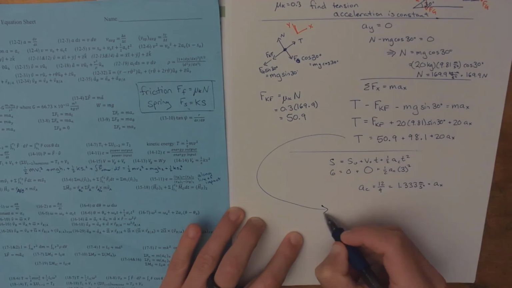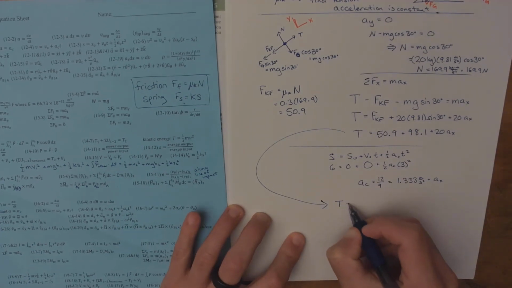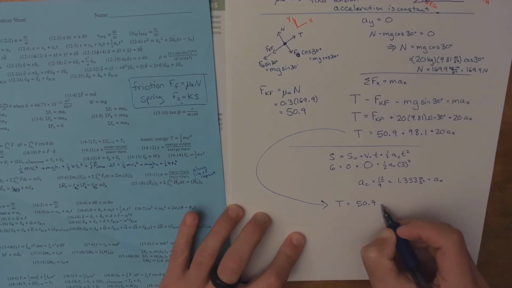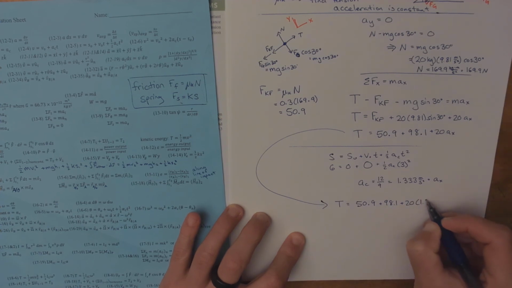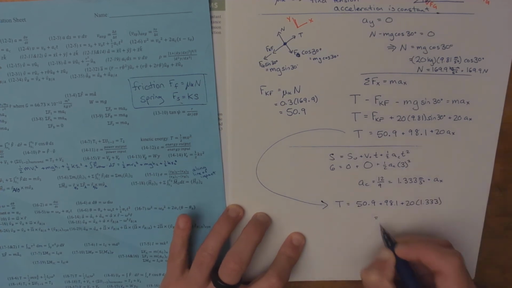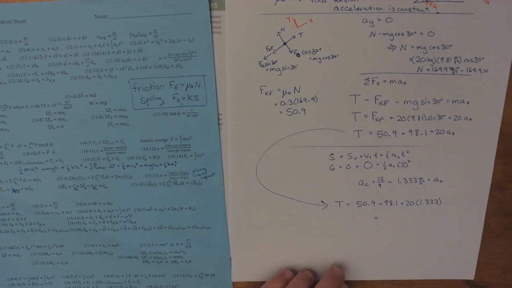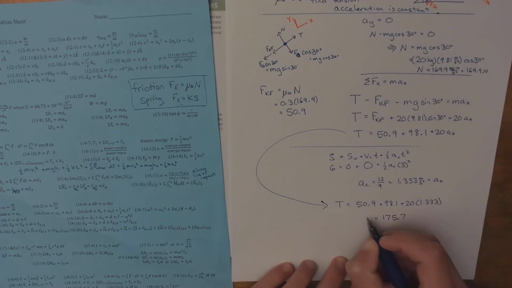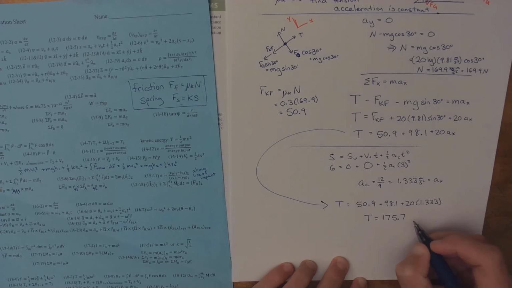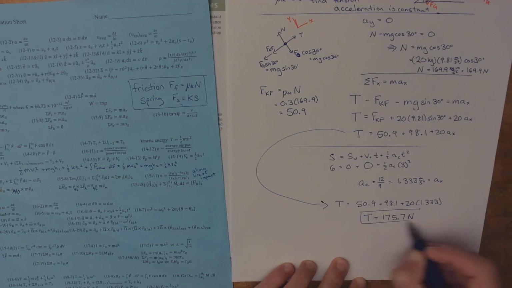So now I can go back to my equation for the tension and plug that in. So I have 50.9 plus 98.1 plus 20 times 1.333, and that gives me for the tension 175.66666. Let's round that to 175.7, and the SI units for force are newtons. So the tension is 175.7 newtons, and that concludes fundamental problem 1.